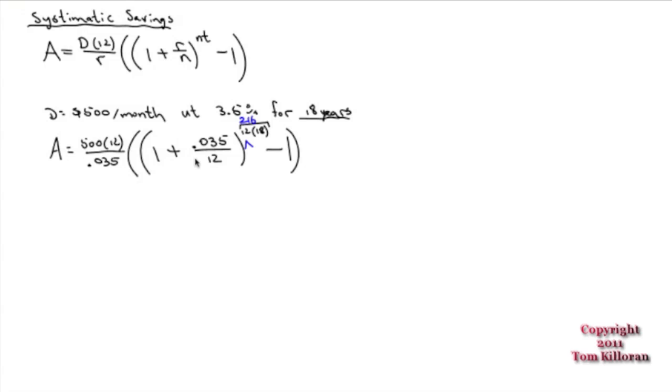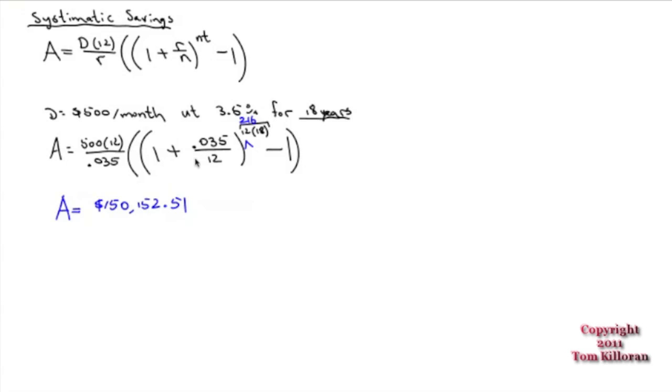And you should be getting a lot of money. If you do this, say $500 a month for 18 years at a little tiny interest rate of 3.5%, you should be ending up with 152.51. Did you get it? No. Yes. If you got it, you typed it in right. If you didn't get it, you didn't type it in right.